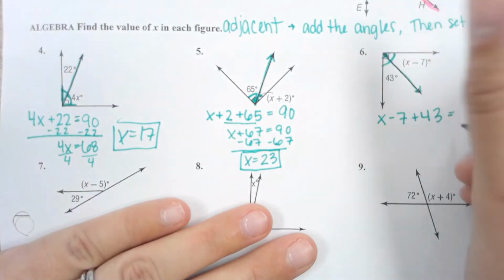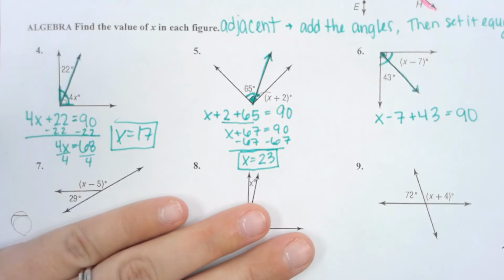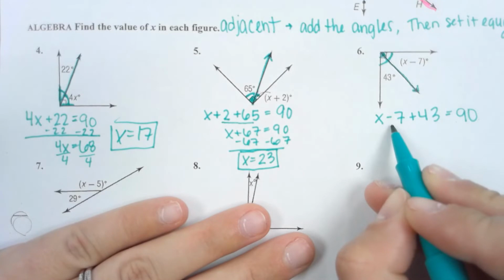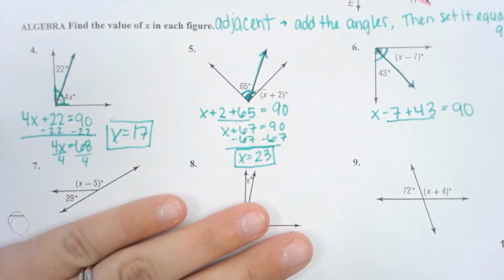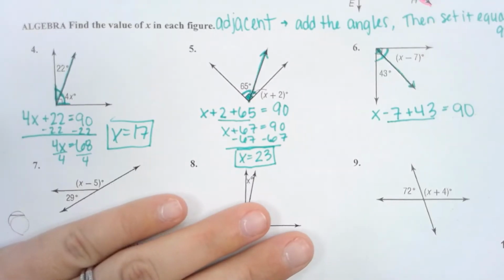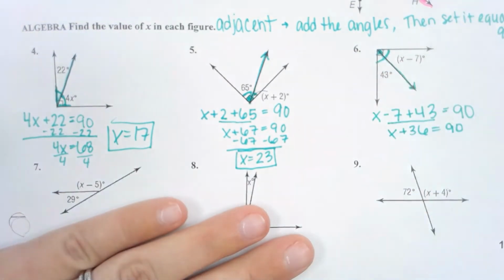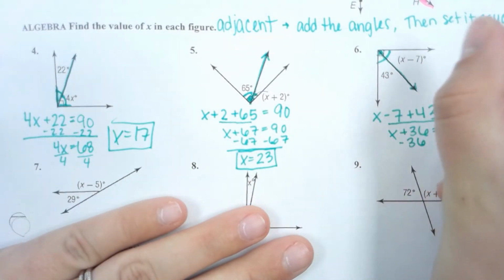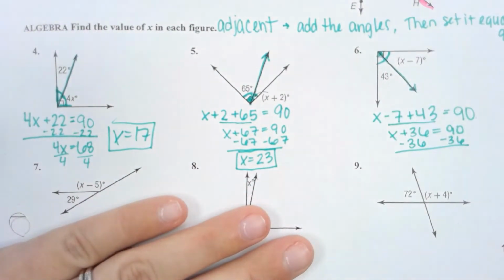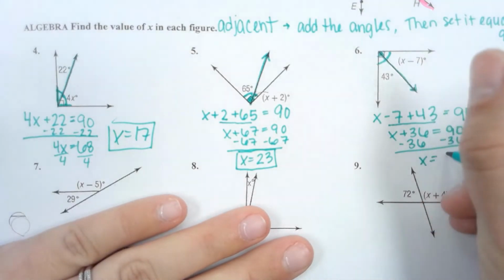Notice how they formed another right angle, so you should have set it equal to 90. And then you just had to simplify. On the left side, I noticed that I have a -7 and a 43 that I can combine together. So 43 plus a -7 will give us a positive 36. And then your last step to get x by itself is to subtract that 36 from both sides. So 90 minus 36 gives us an answer of 54.